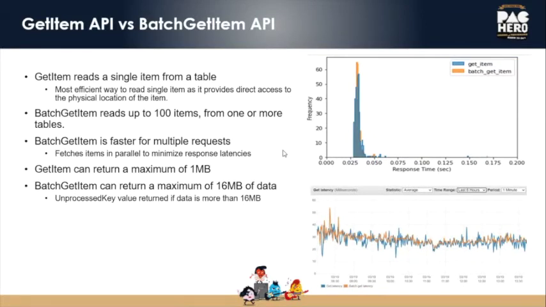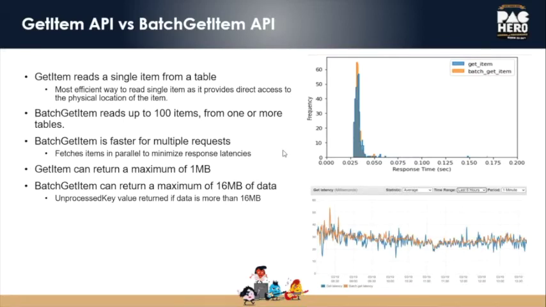So these are the other two APIs that you can use to read items from the DynamoDB table. GetItem basically reads a single item from a table, and it's quite efficient to read a single item because it provides direct access to the physical location of the item.